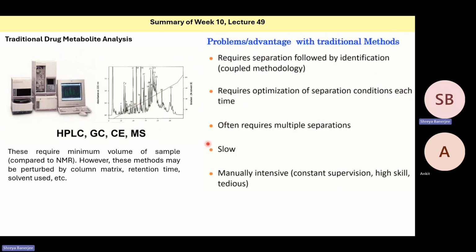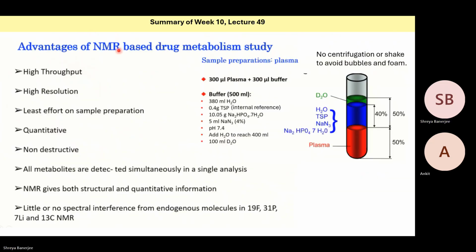Another problem is that these methods are very slow. And finally, they are manually intensive. So you have to constantly sit at the HPLC machine, and you have to have skill in operating the machine and so on. So these were all the disadvantages with the traditional methods of drug metabolite analysis. On the other hand, there are several advantages of NMR-based drug metabolism study.